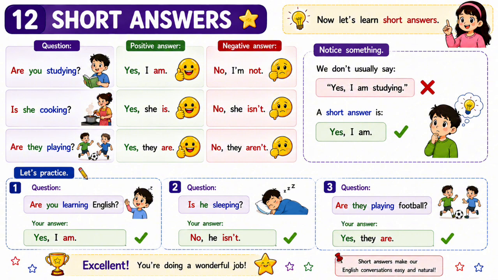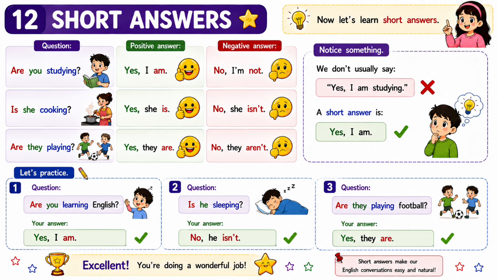Now, point number 12, short answers. Now let's learn short answers. Question: Are you studying? Positive answer: Yes, I am. Negative answer: No, I'm not. Notice something. We don't usually say, Yes, I'm studying. A short answer is, Yes, I am.